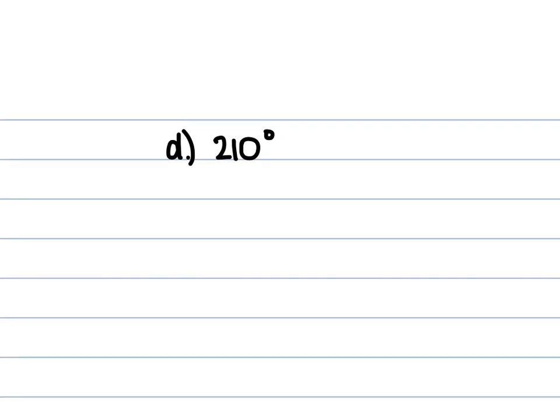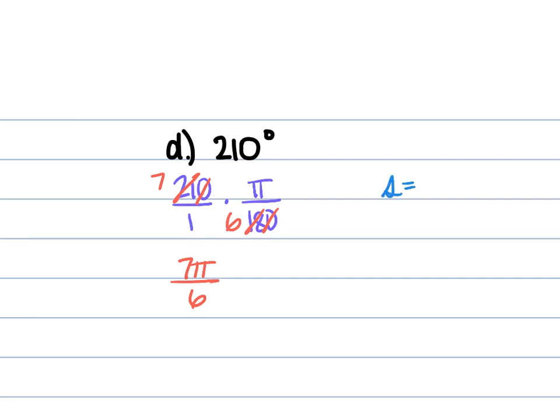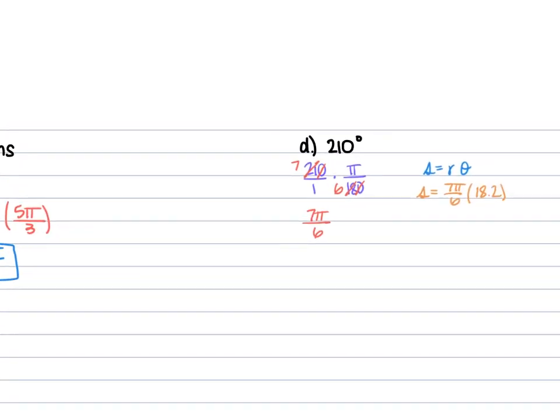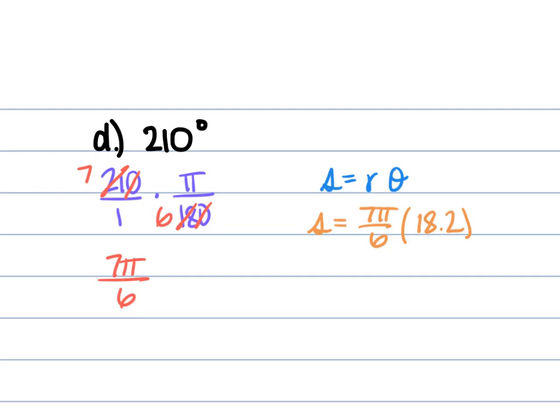For D, we're given 210 degrees, so first we're going to turn this into radians. So 210 over 1 times pi over 180. This is the same thing as 21 over 1 times pi over 18. So the 21 turns into a 7, the 18 turns into a 6. So it's 7 pi over 6. We're going to use S is equal to our radius times our radians, so r times theta. So S is equal to 7 pi over 6 times 18.2. Okay, so from here, the 18.2 times 7 is going to give us 127.4 pi over 6.